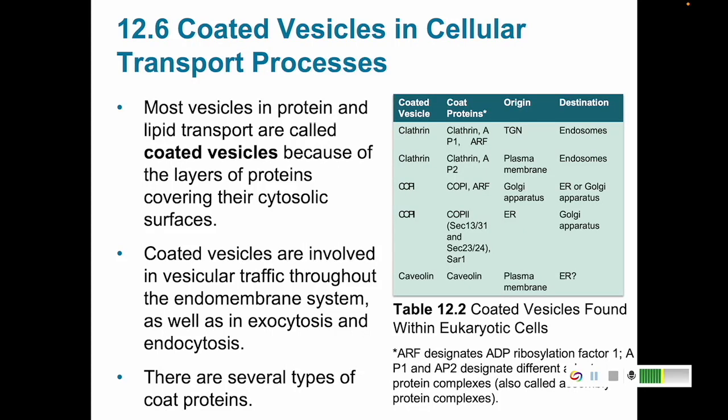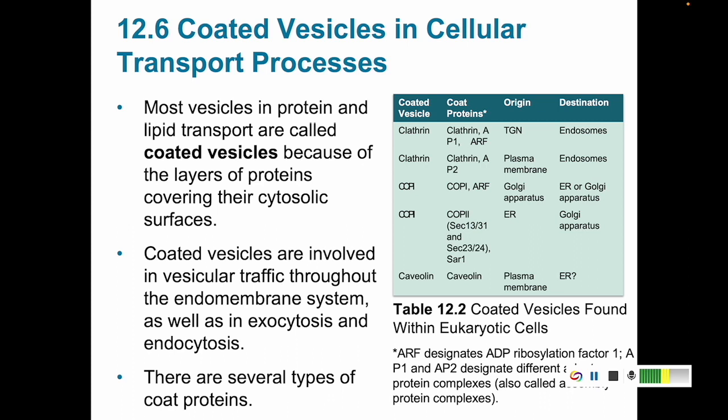Welcome back, everyone. So, we are going to finish our discussion of protein transport and translocation by talking about our coated vesicles, talking about endosomes, and talking about lysosomes. Most vesicles that are involved in transporting either those proteins or the lipids for those membranes are going to be transported in coated vesicles.